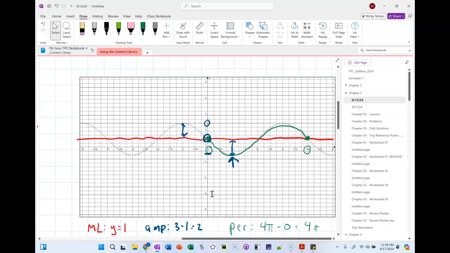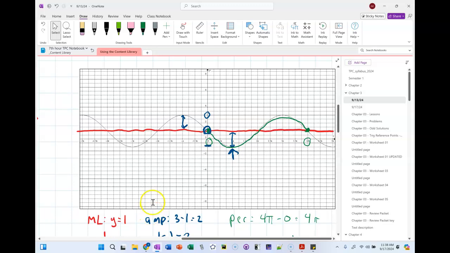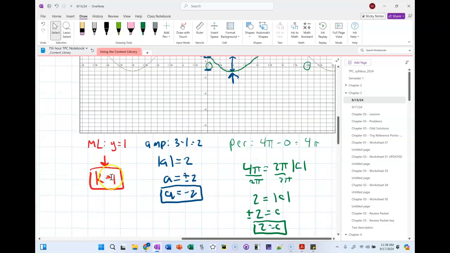So let's look at this one here. The midline was y equals 1. That tells me the k is 1. Amplitude was 2. That tells me a is plus or minus 2. The period was 4 pi. That tells me c was plus or minus 1/2, but I always assume c is positive.